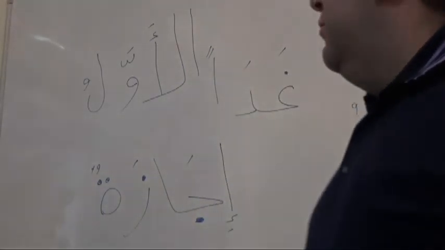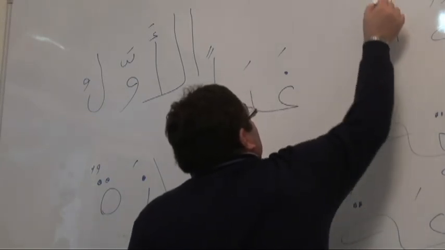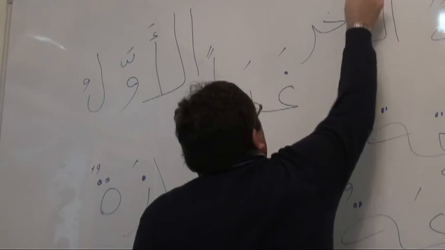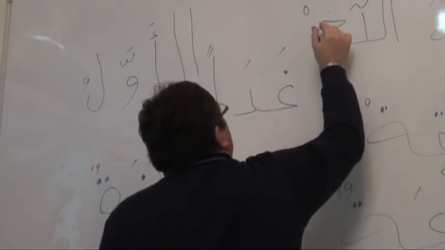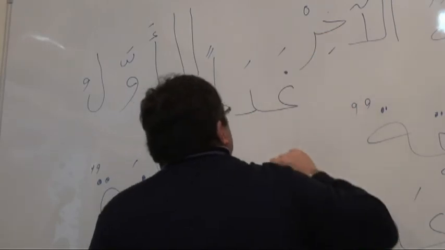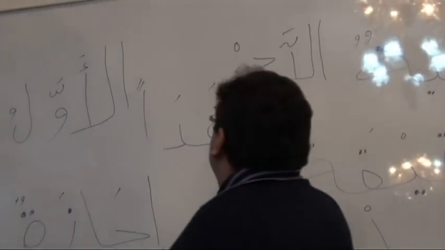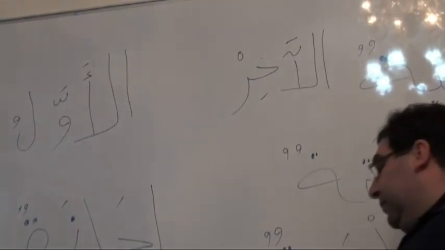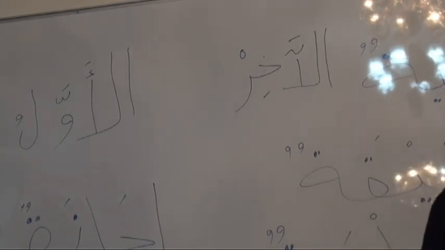The opposite of al-awwal is al-akhir. This is also one of the names of Allah. Al-akhir means the last, no one after him.